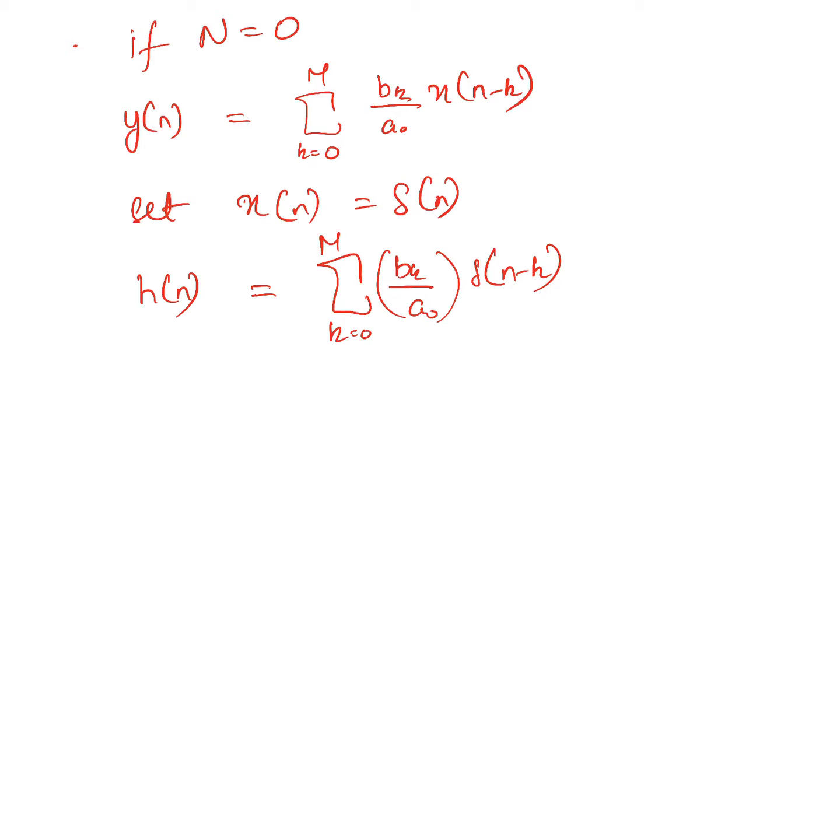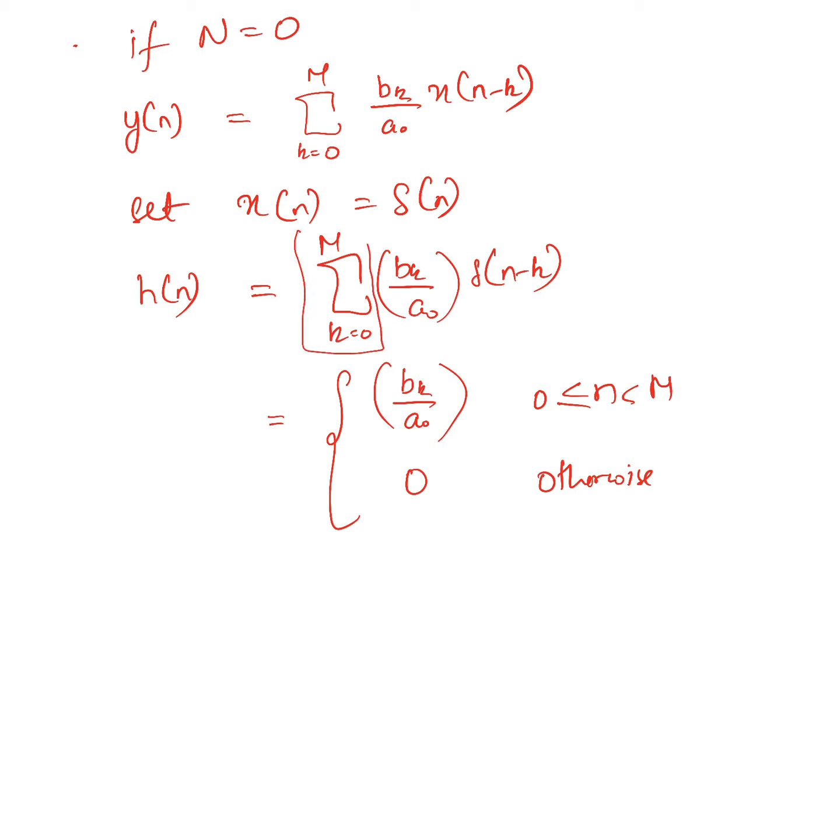Okay, and another way of representing it is that I have b_k, which is b_k by a naught, for all n lying between 0 to n, and 0 otherwise. Okay, because saying this limit and this delta.